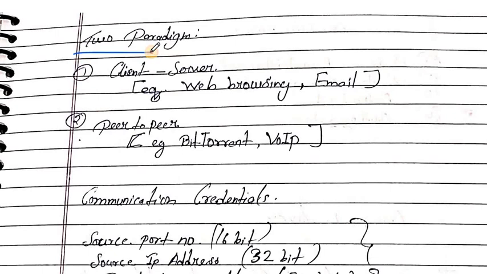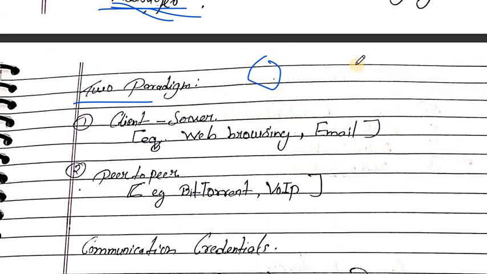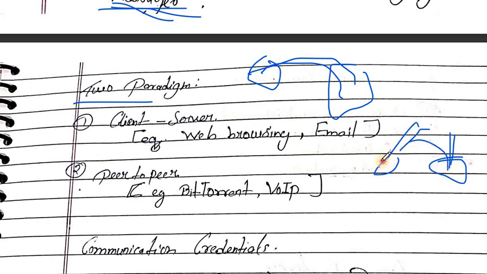so there are two paradigms: client-server. There is a client and there is a server machine. The client communicates with the server, and the server communicates with the client. And another one is peer-to-peer, which means there are two hosts, end user to end user, communicating with each other, so called peer-to-peer.